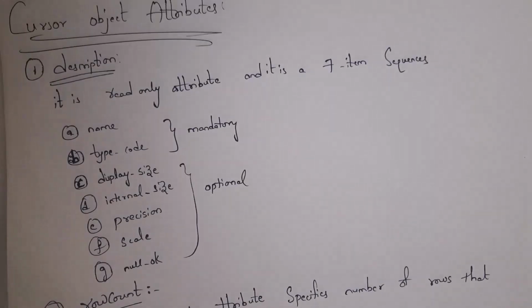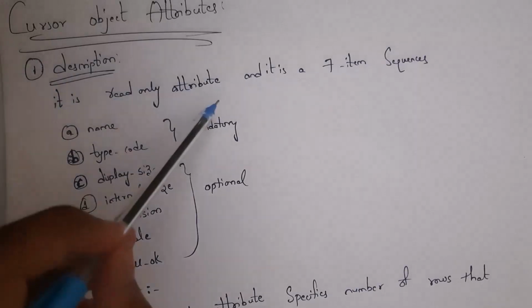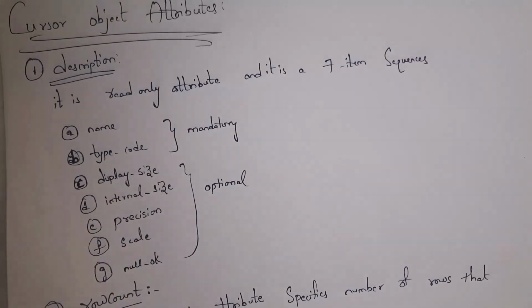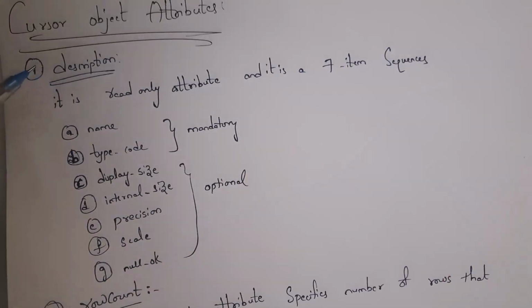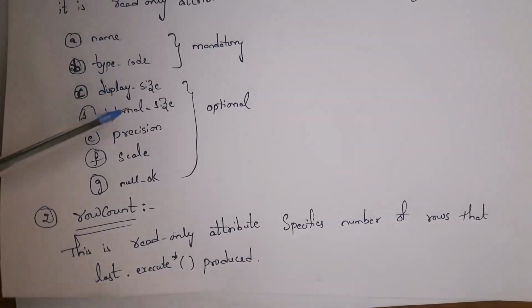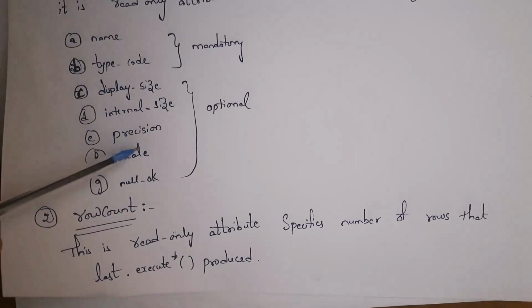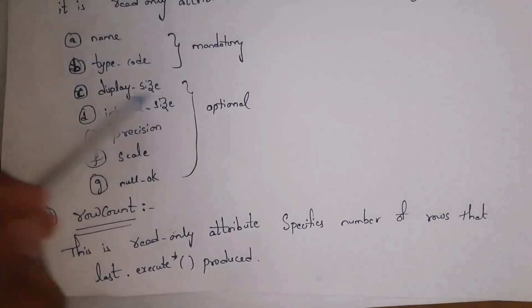Next, I will explain cursor object attributes. First one is description. Description is a read-only attribute. Read-only attribute means we can only read data, we cannot write data. And it is a 7-item sequence. This description attribute contains a total of 7 items. They are name, type code, display size, internal size, precision, scale and null OK. These are the 7 items the description attribute contains. Among all these items, the first 2 items are mandatory and the remaining items are optional.